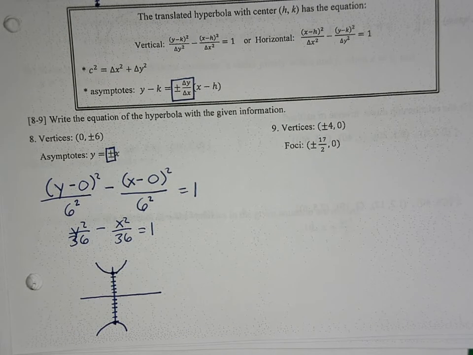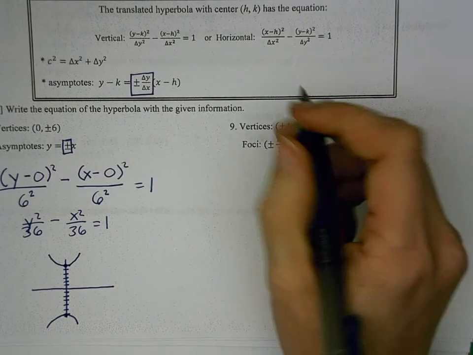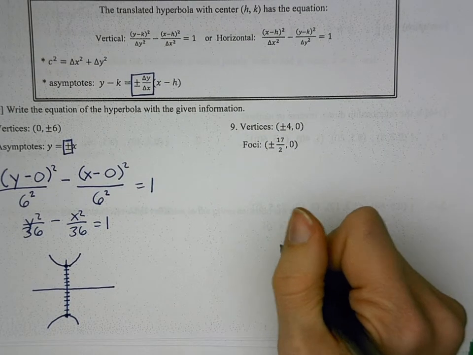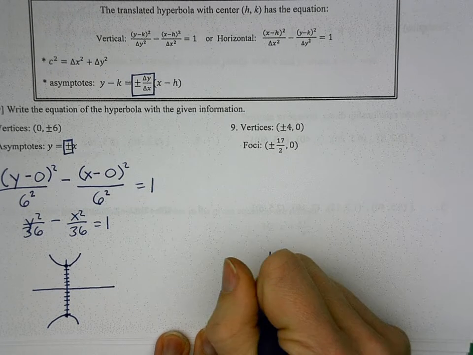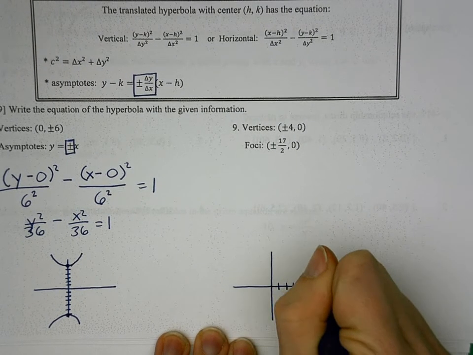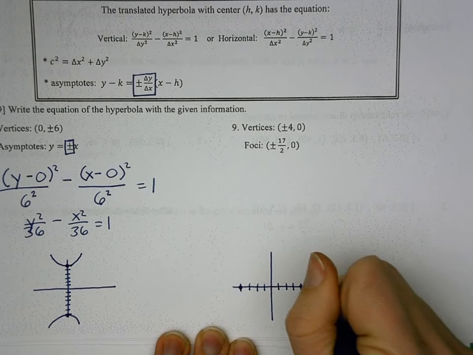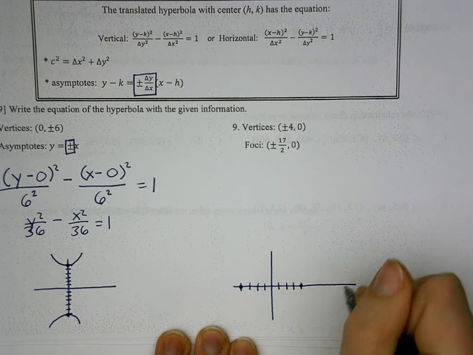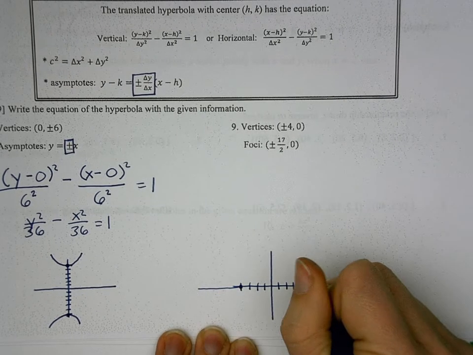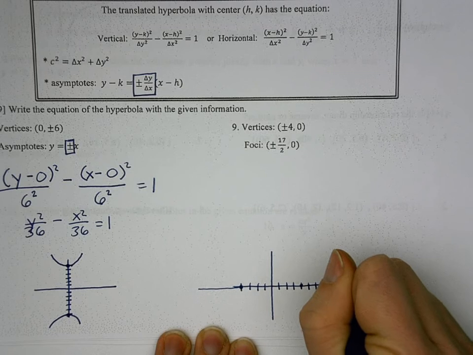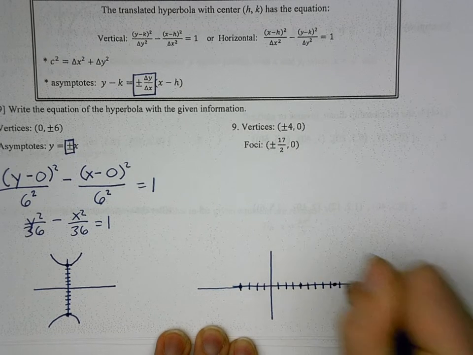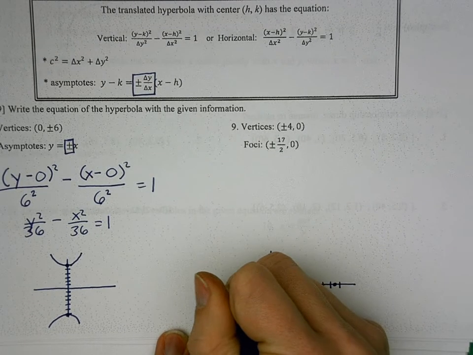Okay, last but not least, number 9. Okay, number 9, we've got our vertices at 4 and negative 4, 0. And we've got foci out here at 17 halves and negative 17 halves.